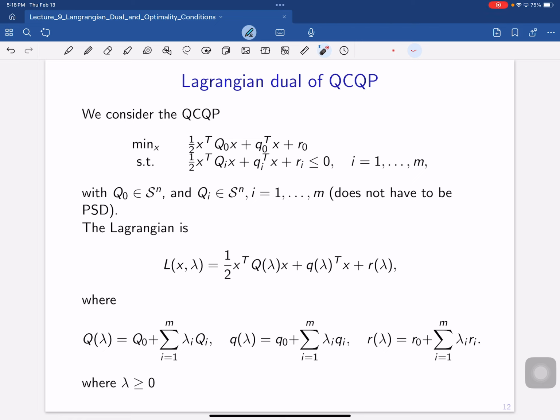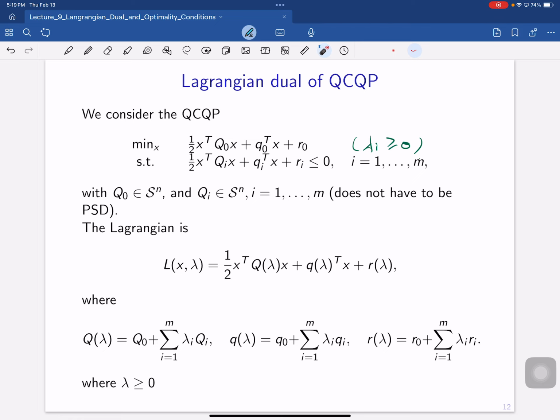Here note that we do not assume any of the Q's to be PSD. So this is a general QCQP. This problem can be a non-convex problem when Q is not positive semi-definite, and we want to derive the Lagrangian dual for this problem. In order to derive the Lagrangian dual, you multiply each of these constraints by lambda_i greater than or equal to 0, and then you arrive at this function parameterized by lambda.